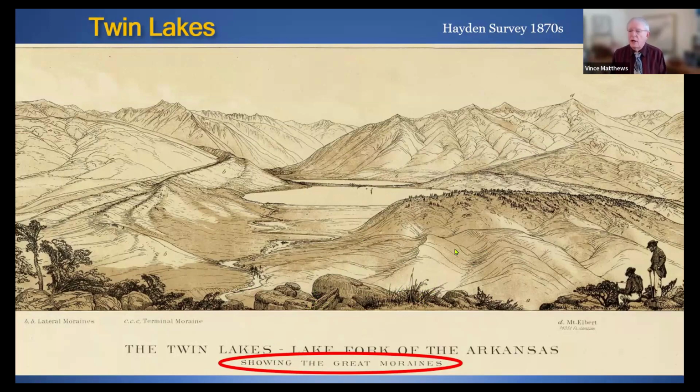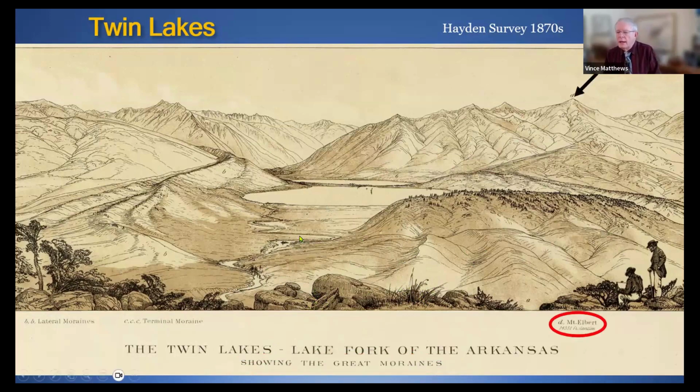Okay, so this is just a wonderful place. The Hayden survey thought it was a wonderful place. They talked about the Great Moraines. They estimated the height of Mount Elbert at 14,351 feet. And that's just a little under 100 feet off, which is not bad because they were surveying from the Missouri River all the way to here. And it's pretty darn good surveying for back then.